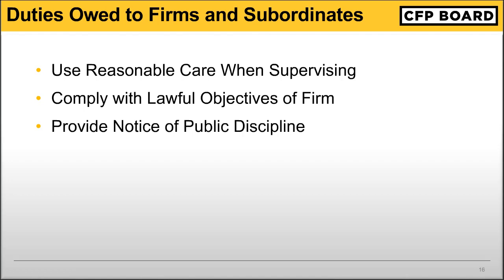So a CFP professional continues to have duties to firms and subordinates. So for example, the supervision standard continues to require reasonable care when supervising with a view towards preventing violations. The supervision is not limited to employees. It could include other persons over whom the CFP professional has responsibility. Who could that be? Well, it could be vendors. It could be people to whom you have subcontracted work. Those are some examples of when that might arise.